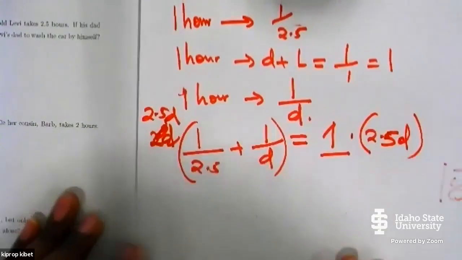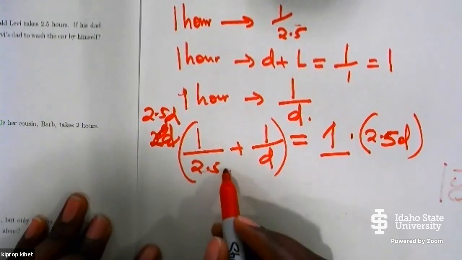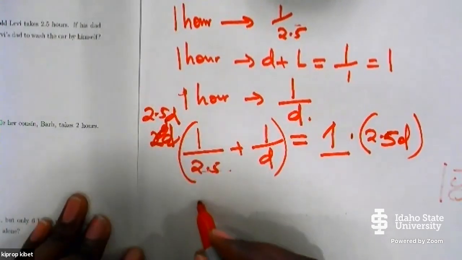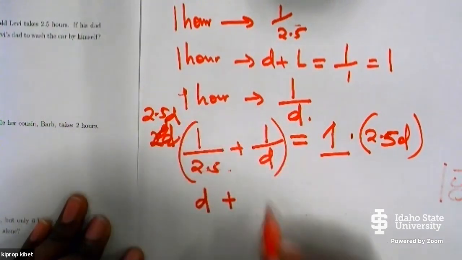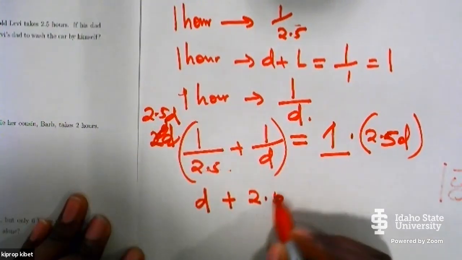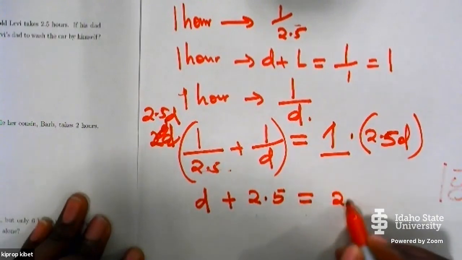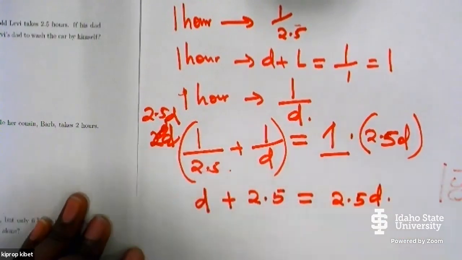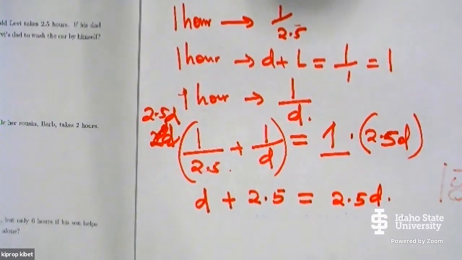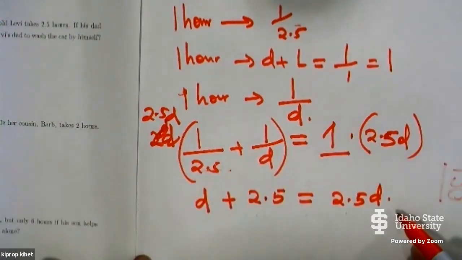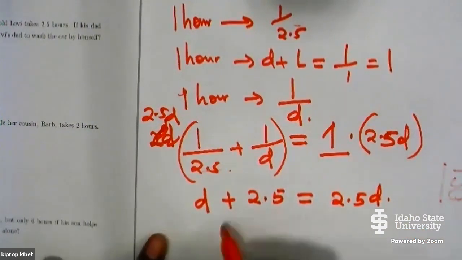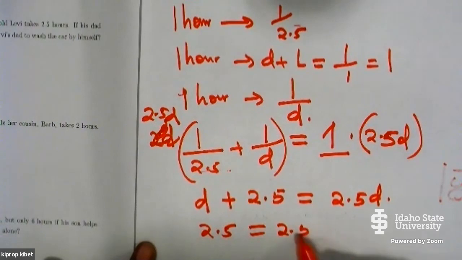So what do you get? This 2.5 will cancel with that. So what remains there is D, plus this D will cancel with that D there. So what you get is 2.5 equals to what? 2.5 D equals 2.5 D. So you can take the D to the other side because this D here is small. So 2.5 equals to 2.5 D minus what? Minus D.